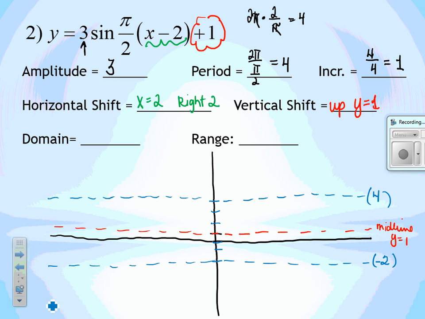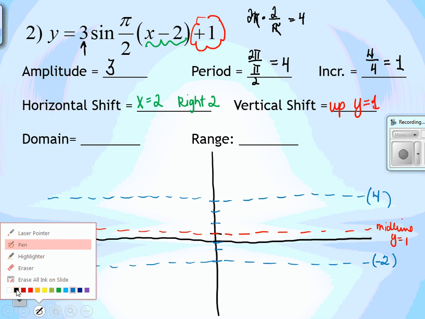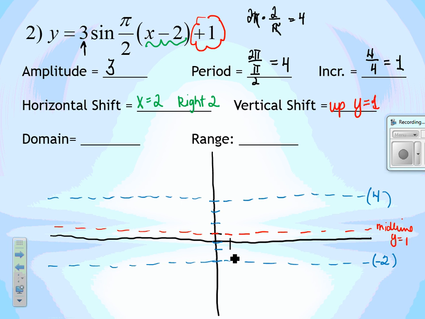All right, now I'm going to go ahead and graph my increments. My increments are going to be by 1. So 1, 2, 3, 4, negative 1, negative 2, negative 3, negative 4. I'm going to go right 2 on my horizontal shifting. So that's going to put me here, which means I'm going to need a little bit more on the right-hand side for my cycle to repeat. So 5, 6. All right, domain is going to be all reals.